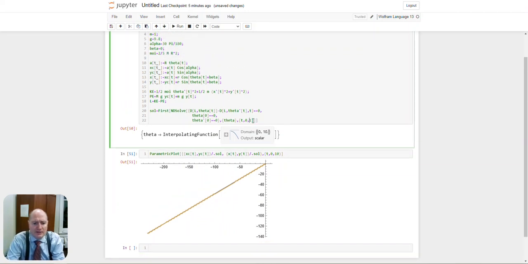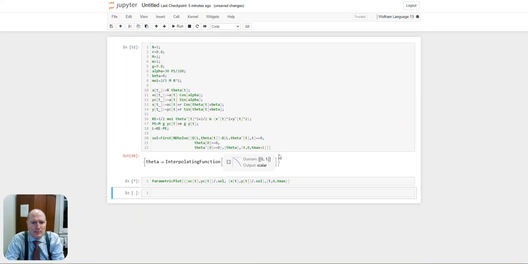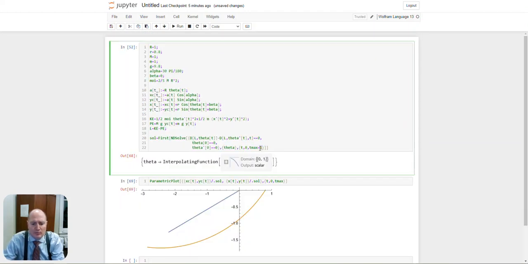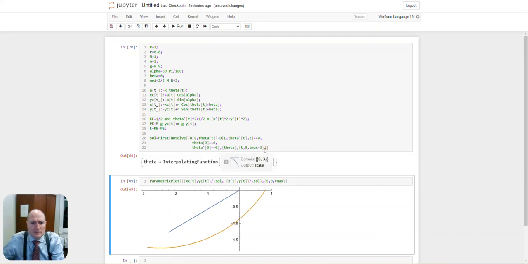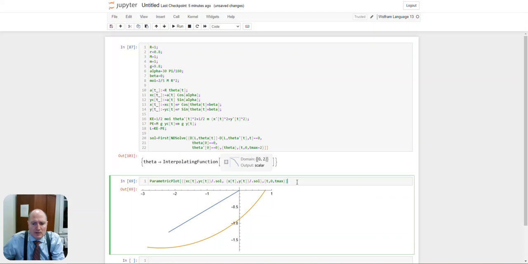In fact, let me just call this t max. So we'll just go out 1 second, and integrate out to t max. Ah, not quite far enough. Let's go 3 seconds. No, 2 seconds, because it's accelerating. So it's just going faster and faster.